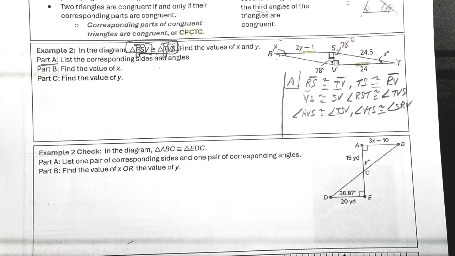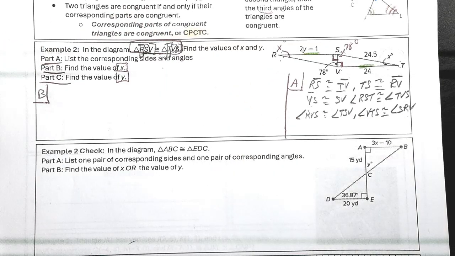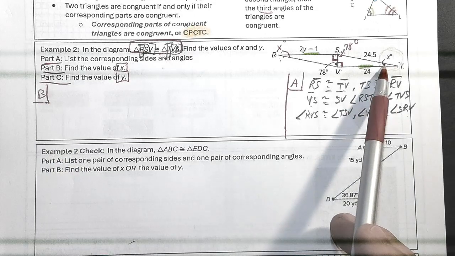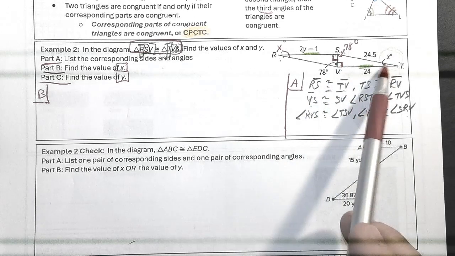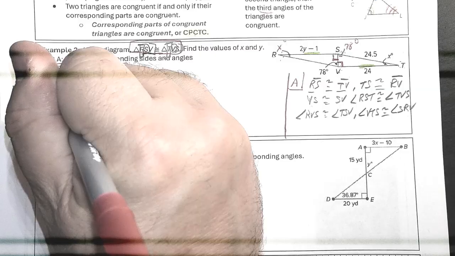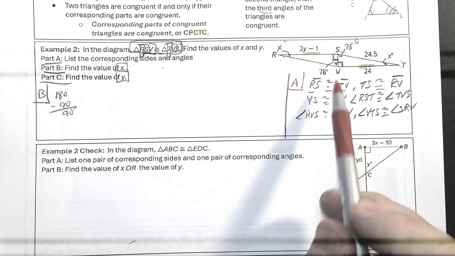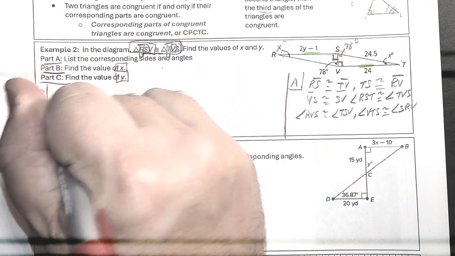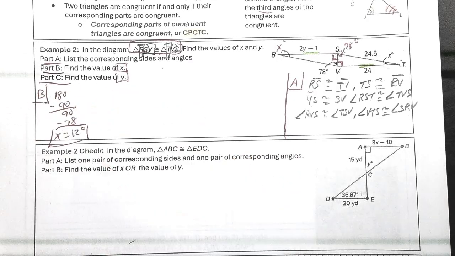Now, part B, solve for X. Part C, solve for Y. So let's start with B. We're going to find X. X is in this triangle. We have two of the angles, we need the third. So for X, it's going to be 180 minus 90, which is 90. So we're taking out that angle. Now we have 90 minus 78. That leaves what X is. And so X is going to be 12 degrees.